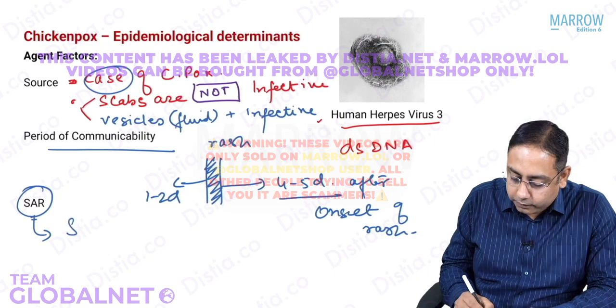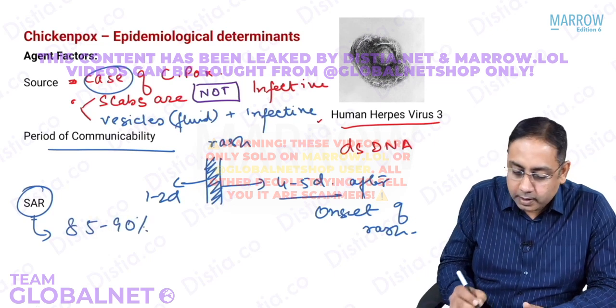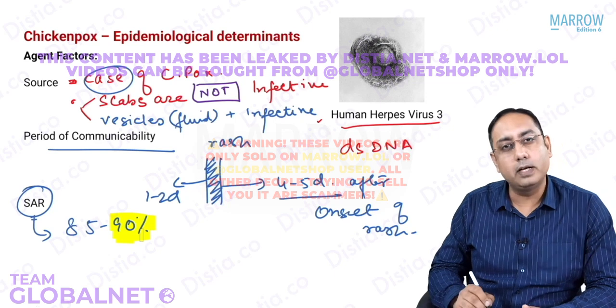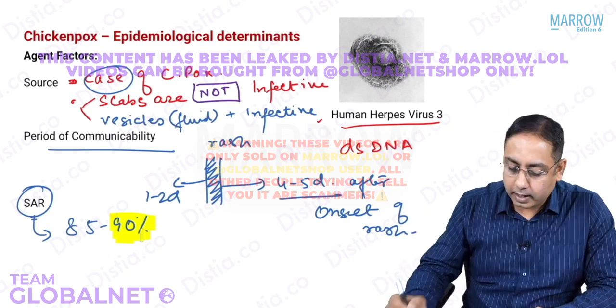The secondary attack rate for chickenpox is 85 to 90%. If you get a single best answer question, please note it is 90%. It has a very high secondary attack rate.